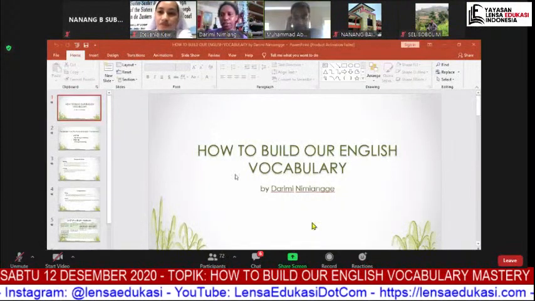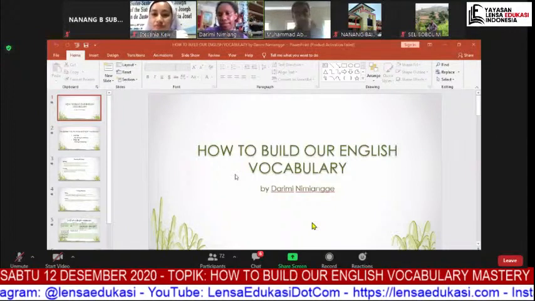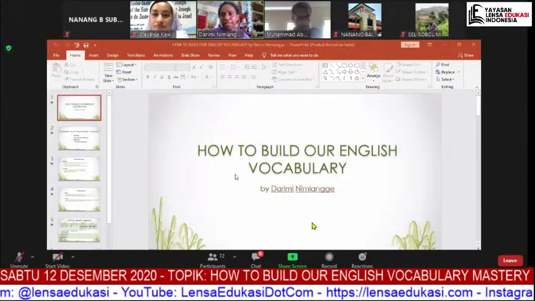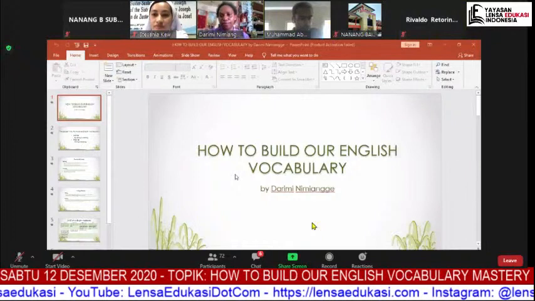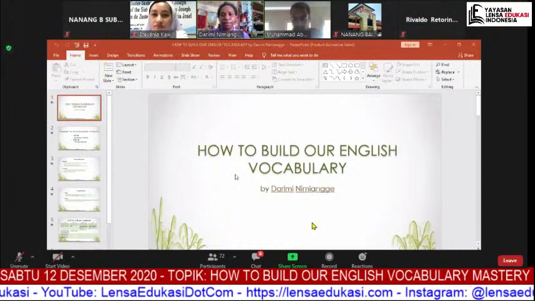How to build our English vocabulary. So this is my experience of how I improved my English vocabulary.